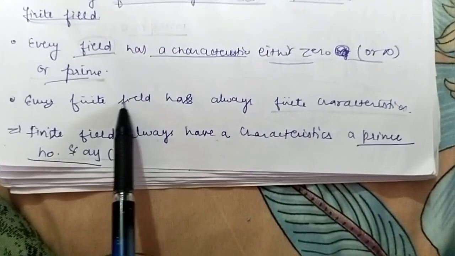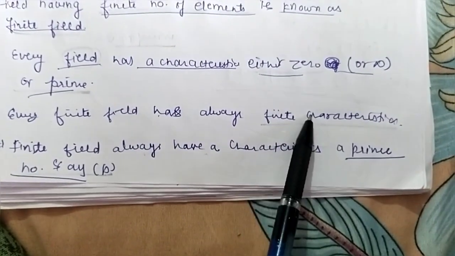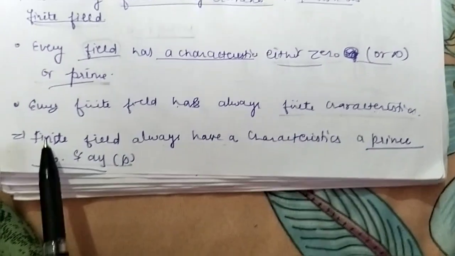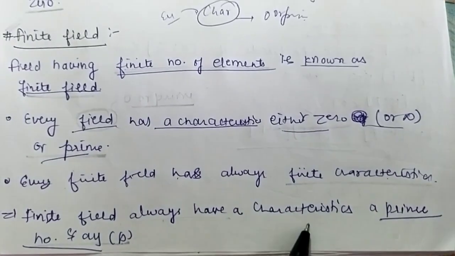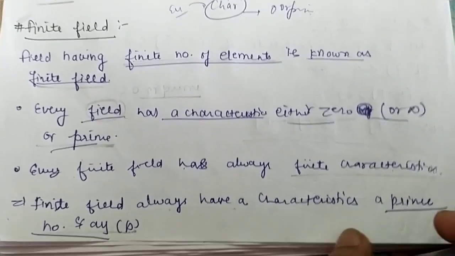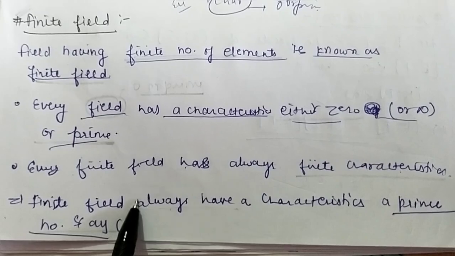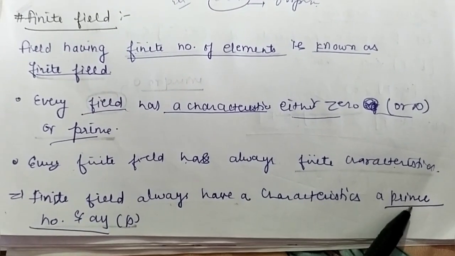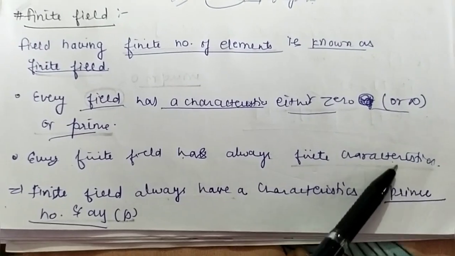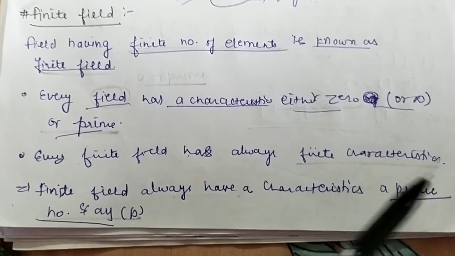Okay. Every finite field always has a finite characteristic. A finite field always has a characteristic that is a prime number, say p. This is important, means that a finite field always has prime characteristic.